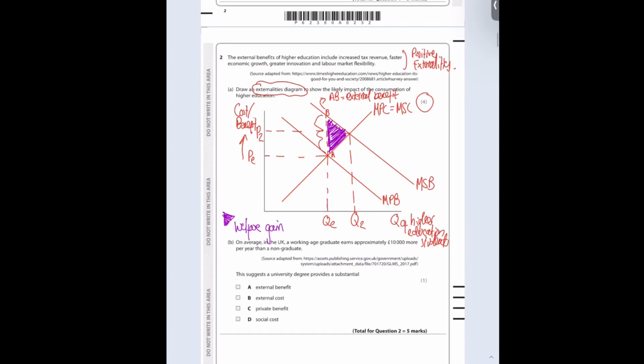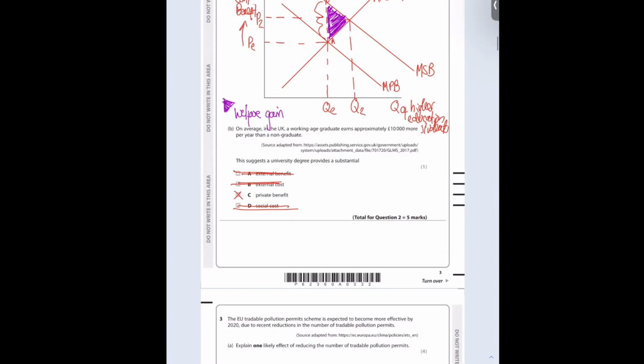On average, in the UK, a working age graduate earns approximately 10,000 more per year than a non-graduate. This suggests a university degree provides, well, just because it's about the person who's taken the degree and is earning 10,000 more, that's going to be someone's private benefit. So the answer is C. It's not external cost. There's no external cost there that it's referring to. There's no external benefit. We're literally talking about one individual, and it's not social cost. So we can get rid of all of these other alternatives.